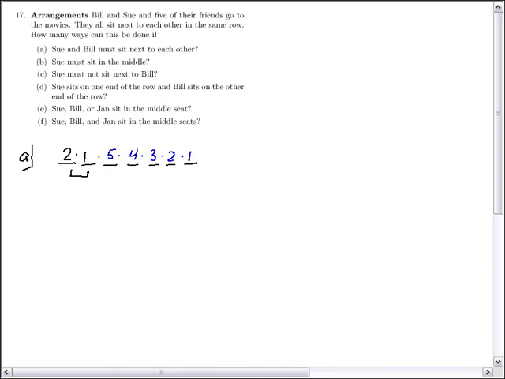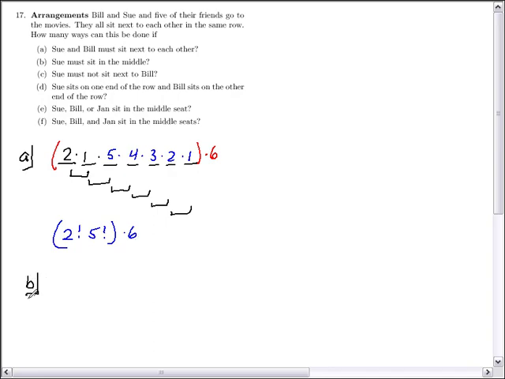Now in this problem, I put Bill and Sue into the first 2 seats. We could have placed them into the second and third seat, third and fourth, fourth and fifth, fifth and sixth, or sixth and seventh. So if you look at this, 1, 2, 3, 4, 5, 6, we need to take this answer here and multiply by 6 in order to move Bill and Sue across the row and at the same time being next to each other. We could have also written this as 2 factorial times 5 factorial times 6.